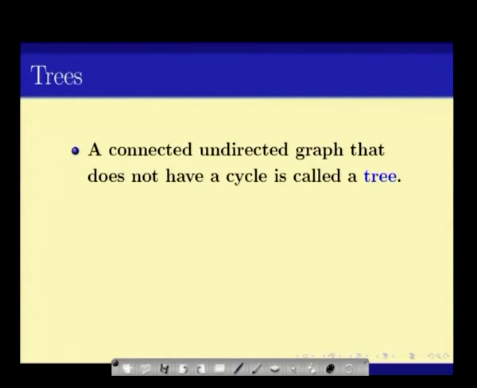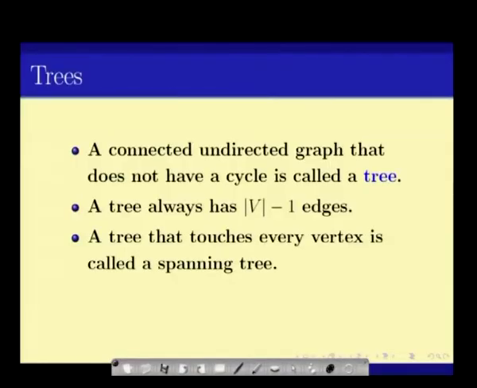Another important concept is trees. So, what is a tree? A tree is basically the minimal connected graph one can think of. It has lots of other characterizations. For example, a graph that is connected and does not have a cycle is called a tree. A tree is also a graph that is connected and has exactly V minus 1 edges. And if a tree touches all the possible vertices, then it is called a spanning tree.